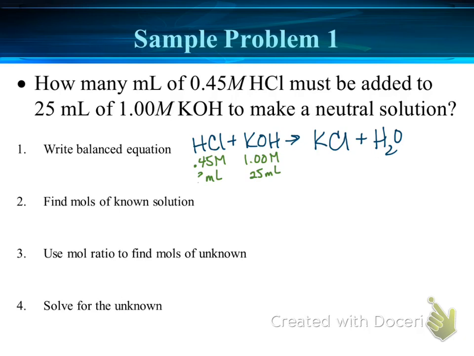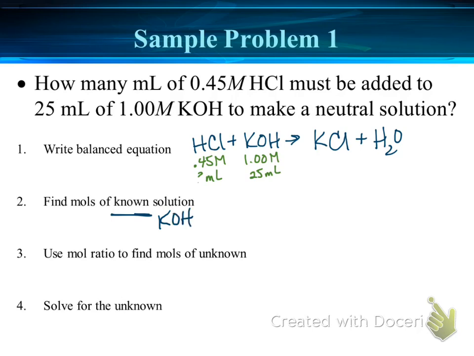So now I can get into solving the mathematics, the titration kind of stoichiometry for this problem. First I want to find moles of my known solution. Well, what is my known solution? My known solution is what I know the most about. In this case, I know the most about potassium hydroxide, so that's going to be my known solution.